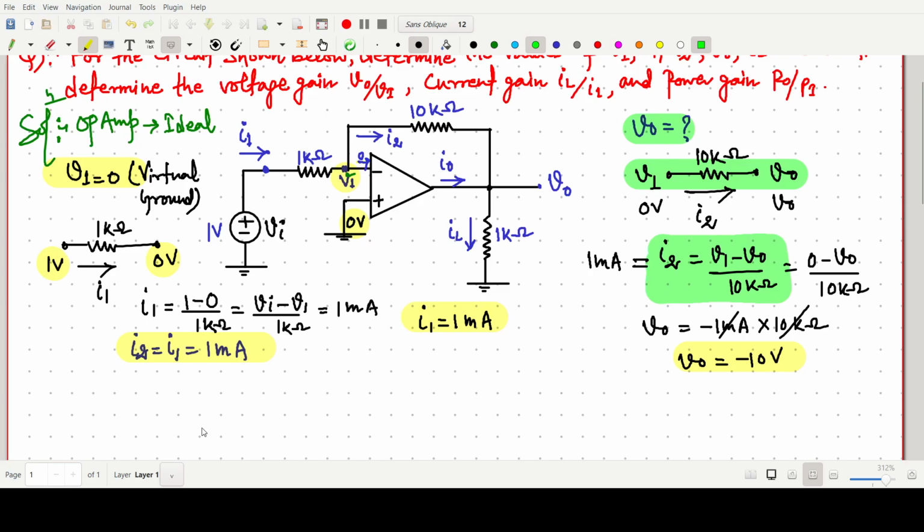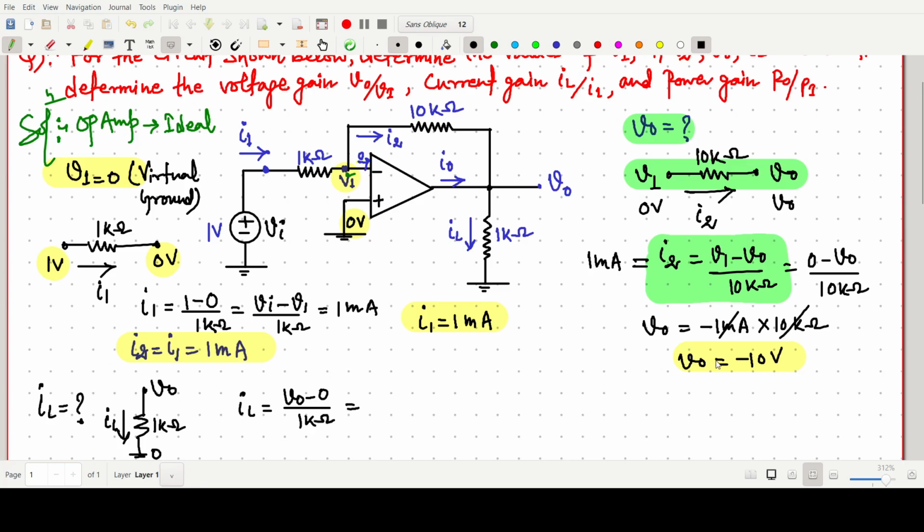Now we have to find IL, the current in the load. For this purpose, I am making a resistor. This voltage is V0 and this one is ground, so this one is 0 volt simply, and this one is nothing but our IL current, and this one is 1 kilo ohm. So again, we can write IL equals V0 minus 0 over 1 kilo ohm.